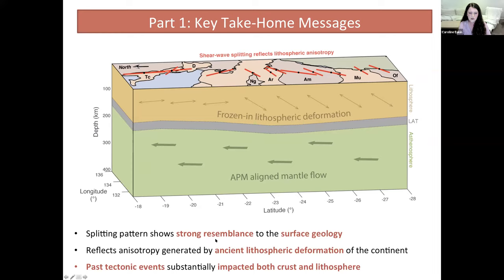The splitting pattern shows a strong resemblance to the surface geology, and it seems to reflect anisotropy generated by ancient lithospheric deformation at least 300 million years ago or more. And it means that these past tectonic events must have substantially impacted both the crust and the lithosphere if we're seeing it in the anisotropy.